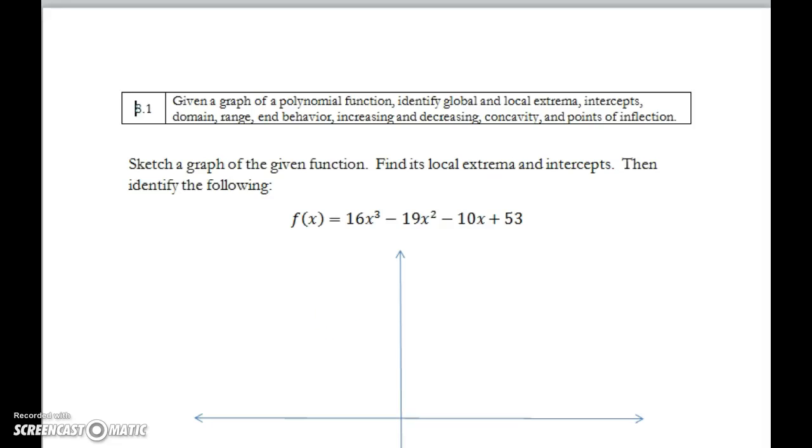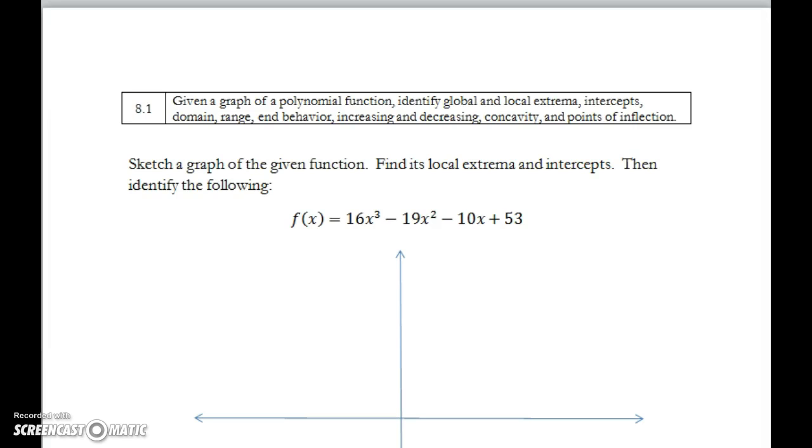Standard 8.1, given a graph of a polynomial function, identify global and local extrema, intercepts, domain, range, and behavior increasing and decreasing, concavity, and points of inflection. So essentially in this standard, we are being asked to analyze the graph of a polynomial function.